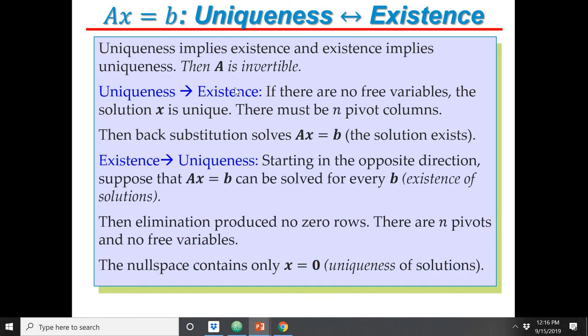You can go the other way around. If the solution exists, you can show that it's unique, okay? If you can solve this for every B, it means that when you did elimination, you do not produce any zero rows. So all the rows are independent, all the columns are independent, so the null space only has the zero solution. So basically the solution to your Ax equal to B is unique.